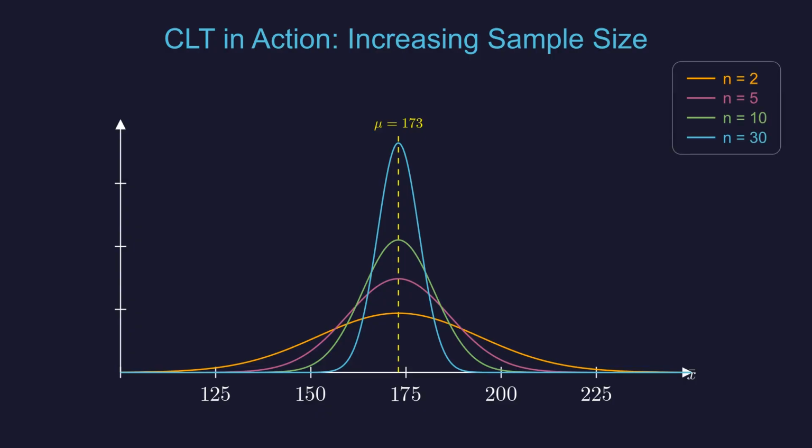This is the Central Limit Theorem. Regardless of the original population shape, the distribution of sample means approaches a normal distribution as the sample size increases.